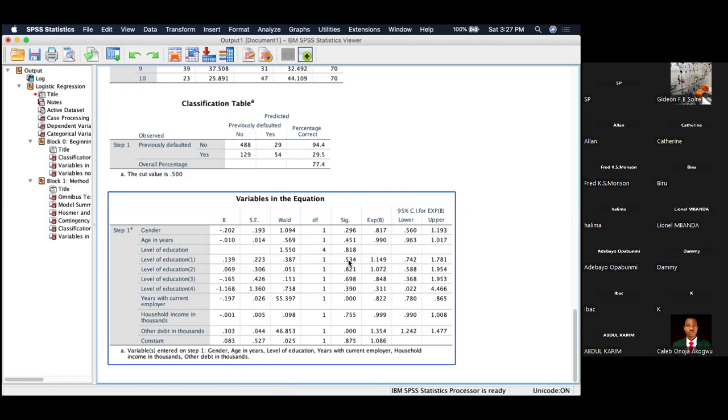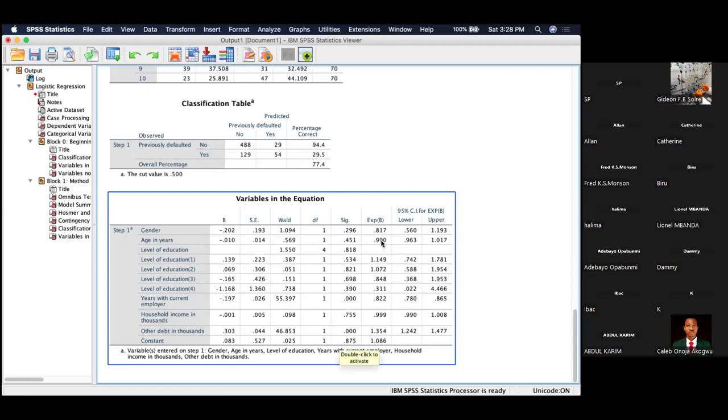Now, in this model, we can see that only years with current employer and other debts are significant in the model. Meaning that these two IVs are statistically significant in predicting the odds of an individual defaulting on loan payment or not.